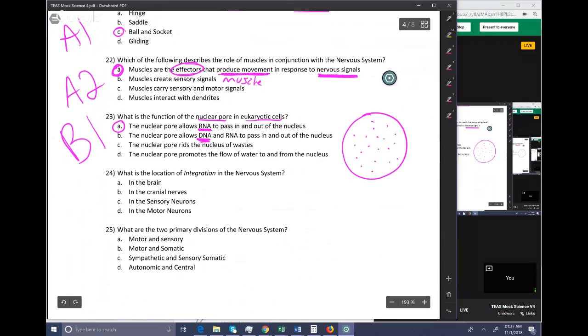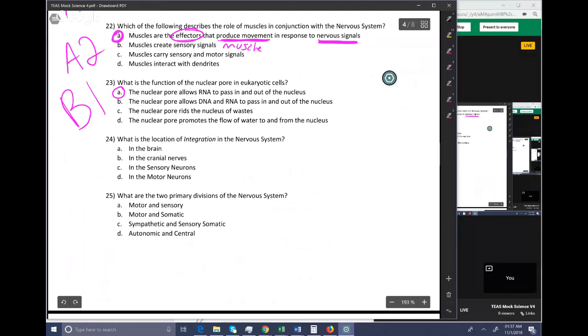DNA does not leave the nucleus. So B might have been tempting because it's always tempting when there's an answer that looks very similar to another answer, but it's more inclusive. In this case, we do not want the more inclusive one because DNA would never pass through that pore. Only RNA goes in and out.